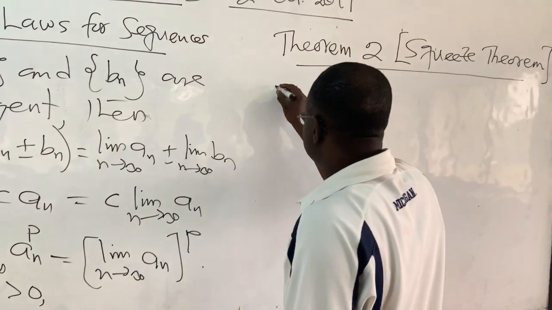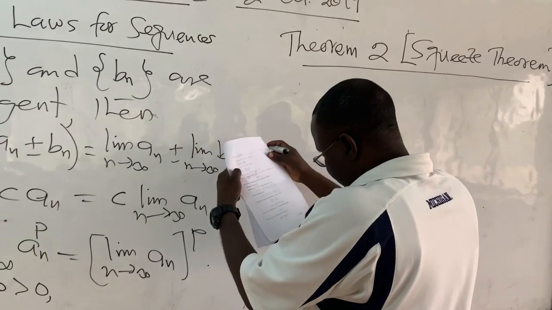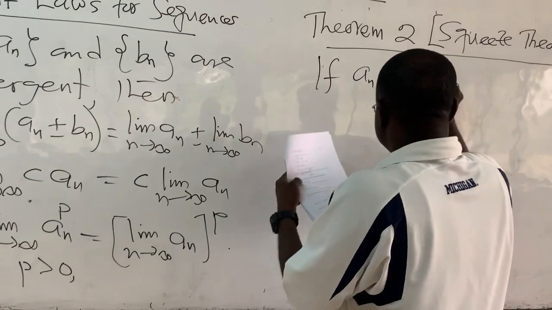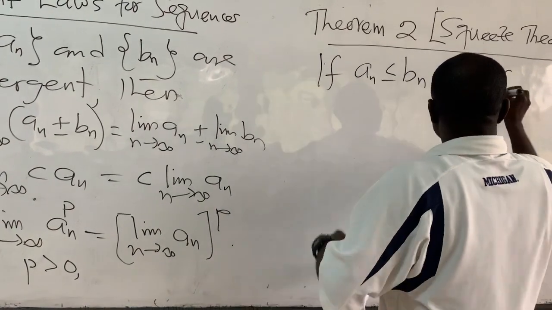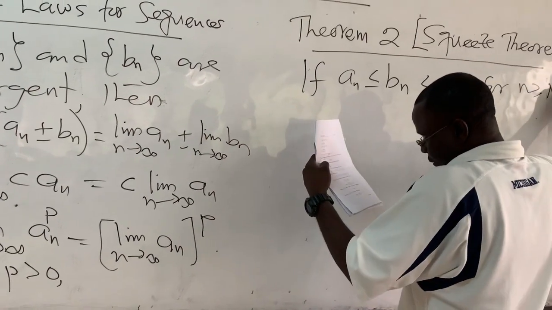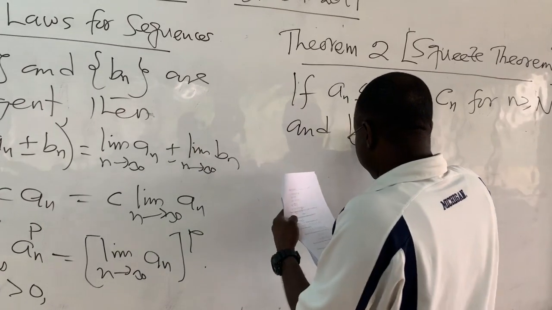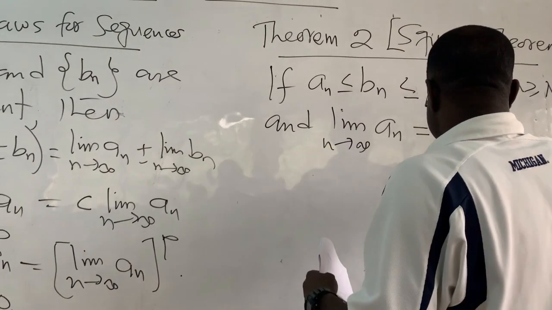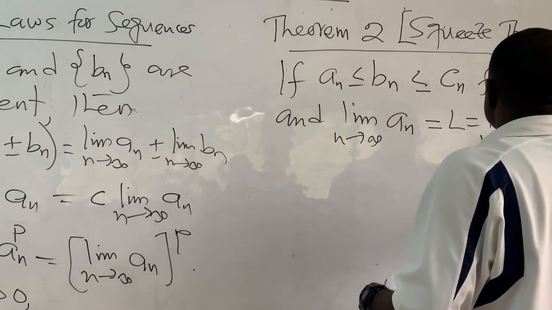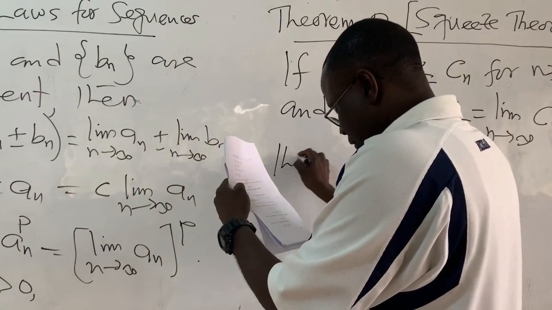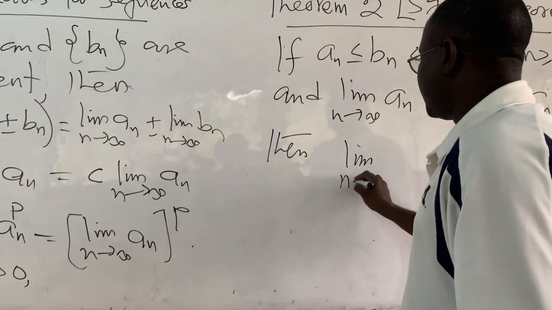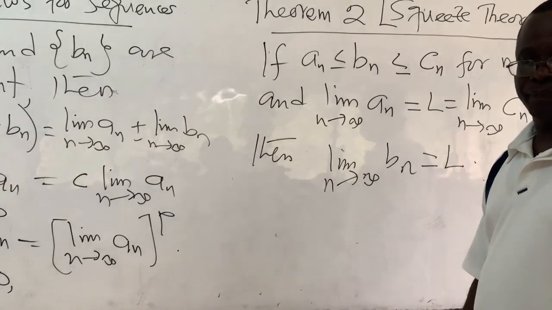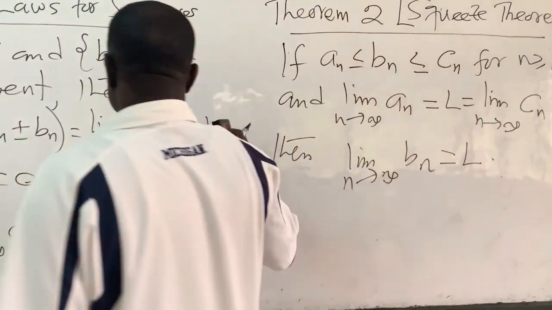Okay, number 2 says that if I have a sequence b n that is squeezed between two sequences a n and c n for n greater than or equal to some N, and the limit as n goes to infinity of a n is equal to L, that is the limit as n goes to infinity of c n, then the limit as n goes to infinity of b n is equal to L as well. Okay? So this is the explanation for this theorem.